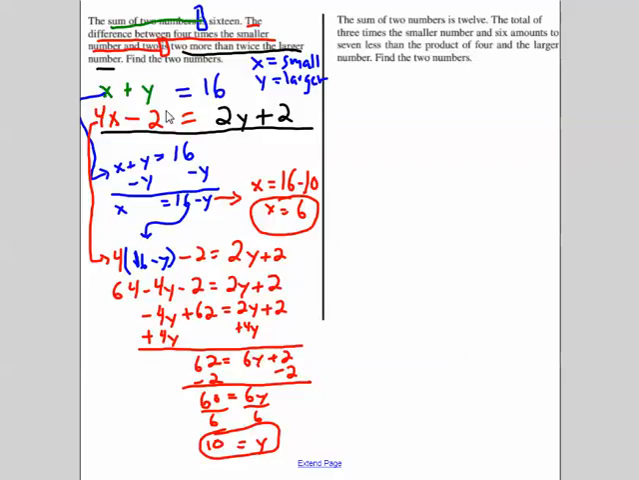So there's another idea of translating into equations and then solving.